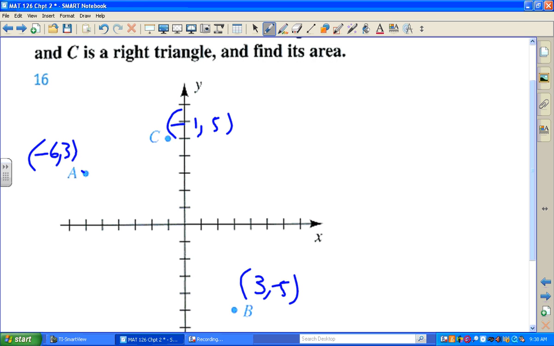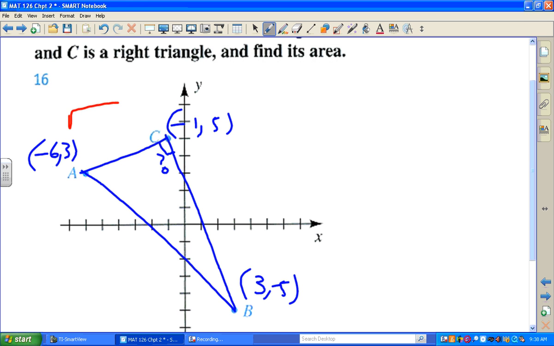Yeah, see if the Pythagorean theorem works. Is that a right angle? Well, what's the distance from A to C? Let's see, that is the square root of 5 squared plus, from negative 6 to negative 1 is 5, right? Then from 3 to 5 is 2, plus 2 squared. So 25 plus 4 is, that leg is the square root of 29.